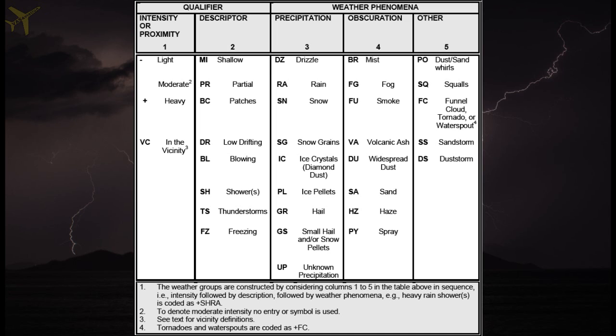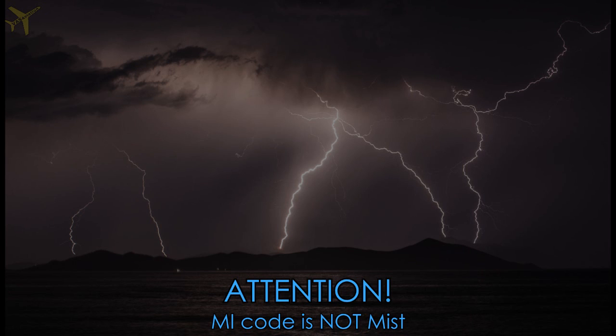The precipitation column shows different kinds of precipitation and their codes. Most common ones might be RA for rain, SN for snow, or GR, which is hail. The next column classifies weather phenomena in terms of obscuration. These include BR for mist or brume, FG, which is fog, etc. Don't mistake mist obscuration code with the MI descriptor code.